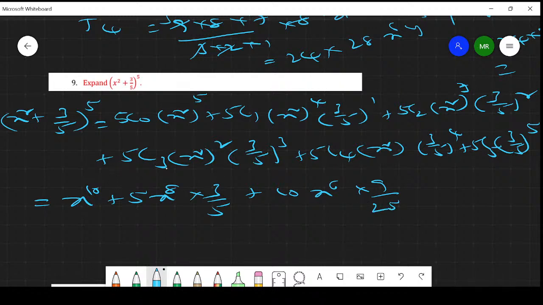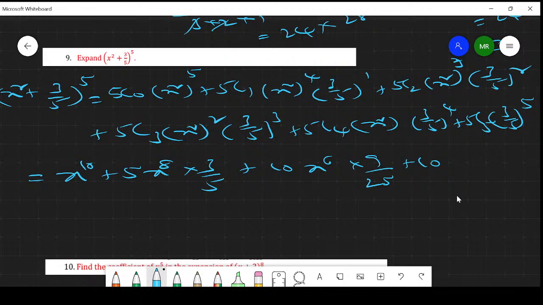9/25. 5C3 also, 5C3 is 10 only, it comes here. I can write this one, 10 into x⁴, 3 cube is 27 by 125, 5 cube. Just expand this one, 125. Right? I have written 5C3, value 10 into x⁴, 27 by 125.